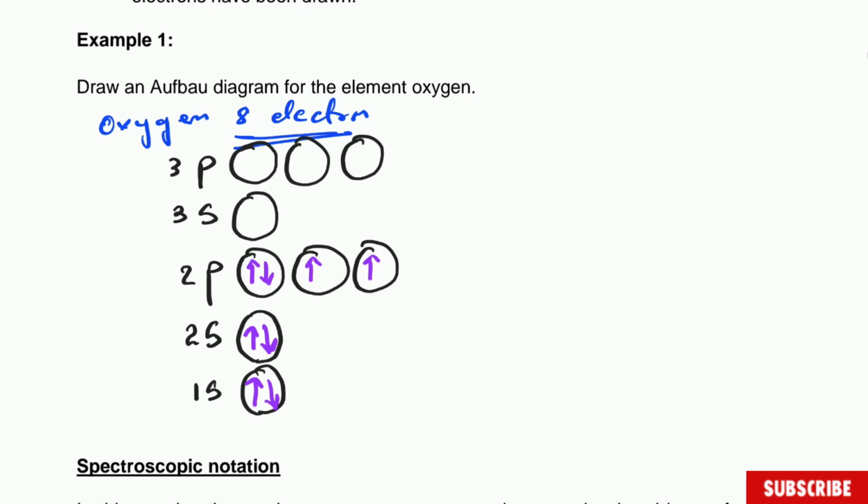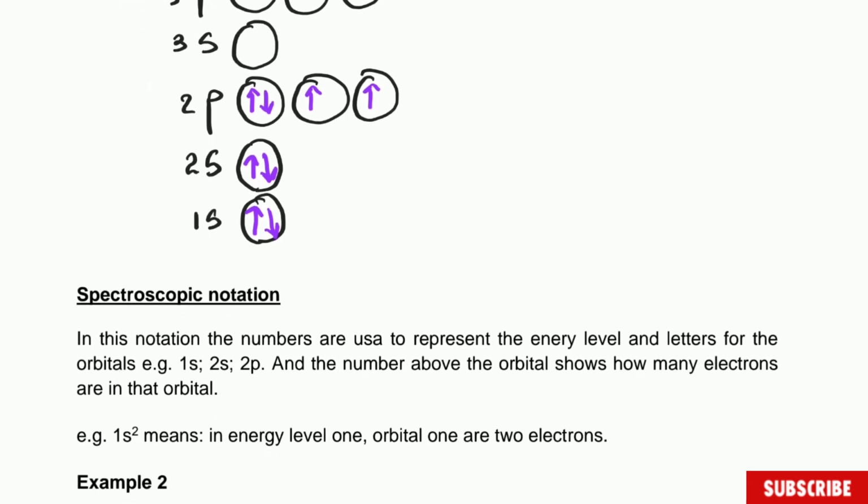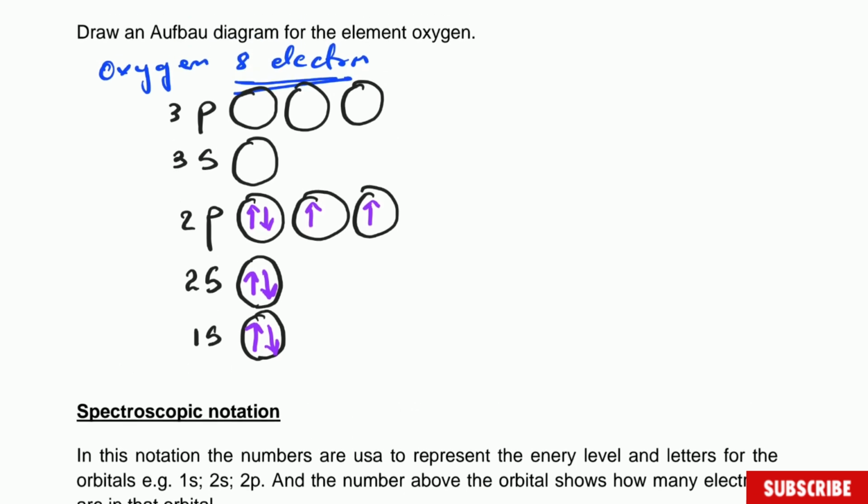In other words, this is the probability where we can find the electrons around the oxygen atom, or around the nucleus of the oxygen atom. We have those shells, those orbitals, and we can find the electrons at that specific point. Quite simple. It's very, very easy. Now, there is something called spectroscopic notation, in which we do not represent circles. It's not an Aufbau diagram. In this form, we only represent the letters and the numbers.